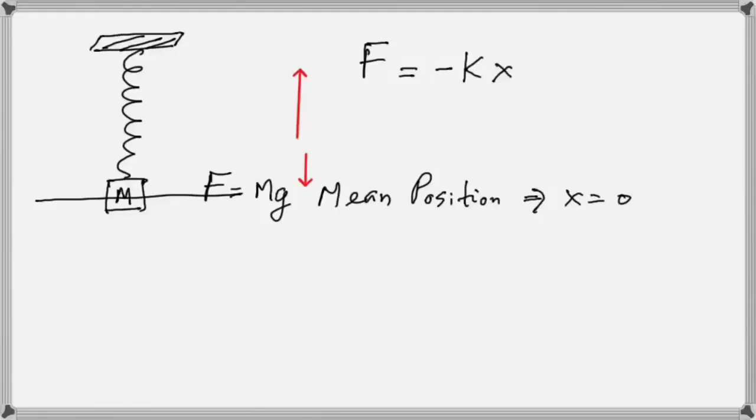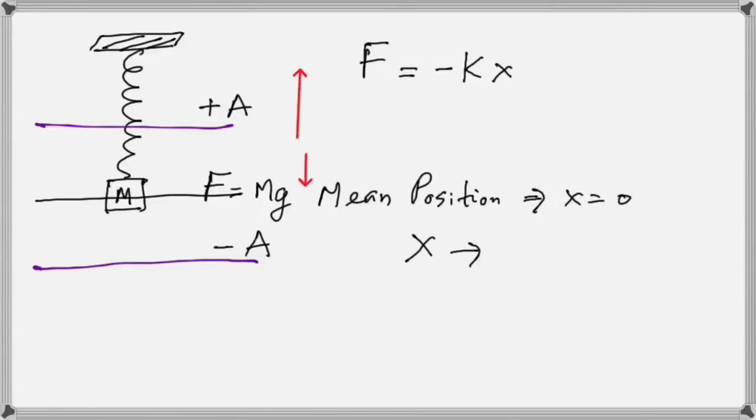Nothing happens. But now if you pull the mass a little bit down, disturb it, what's going to happen? It's going to oscillate. When it oscillates, wouldn't it go to a certain point above and to a certain point below? Yes. Now these are called the amplitude positions. Maximum displacement is called the amplitude. So this would be plus A and this would be minus A. A stands for amplitude. That means x can take values from minus A to plus A.